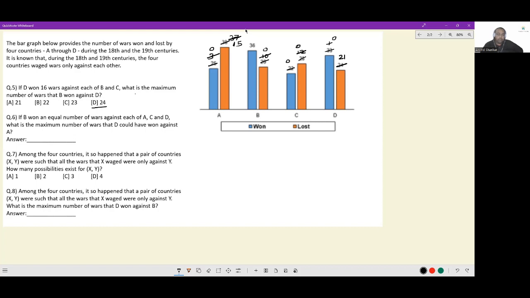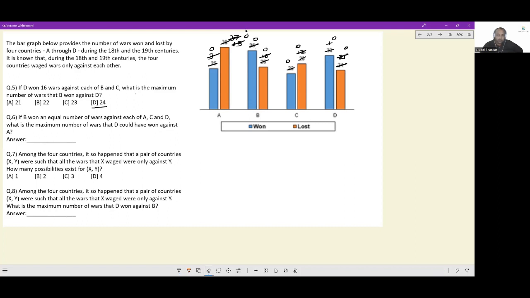And now see beautifully, B has to win 36 matches. It will win 15 against A and 21 against D. They will turn to 0. This will turn to 0. So the final situation is B is winning 21 wars against D.